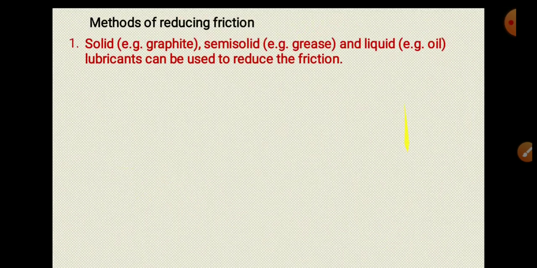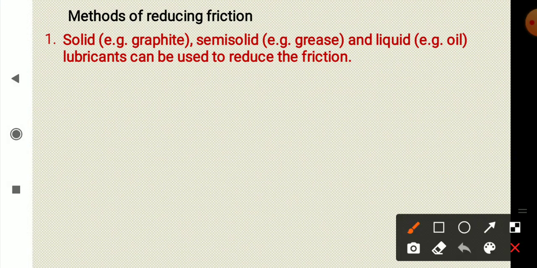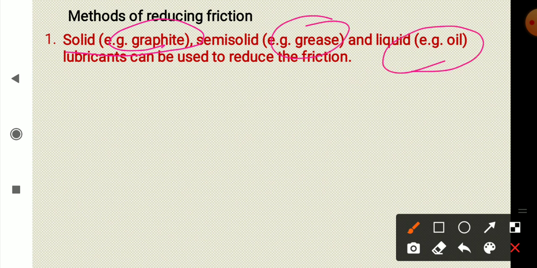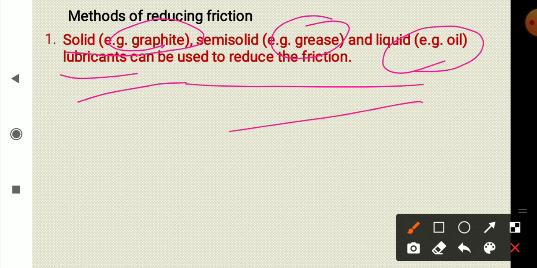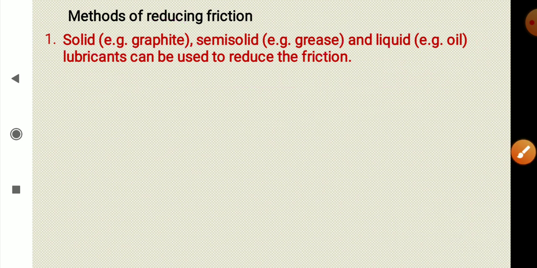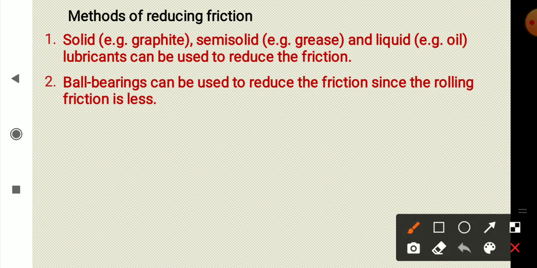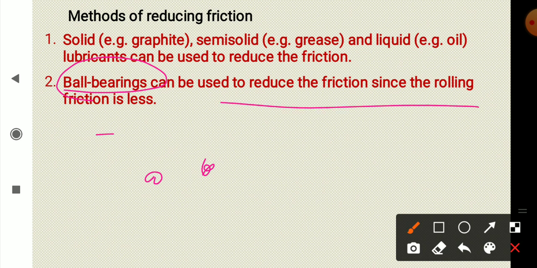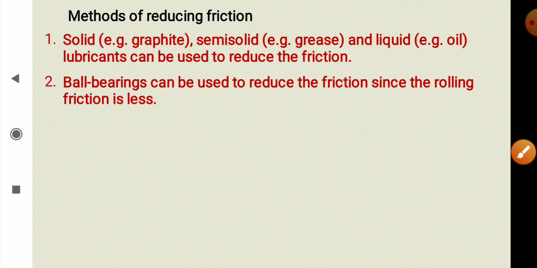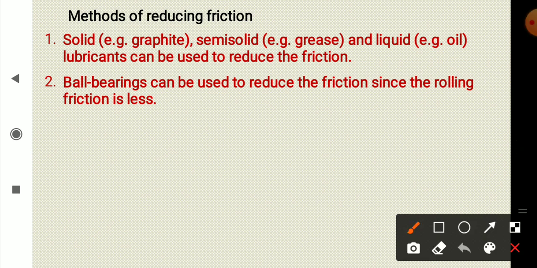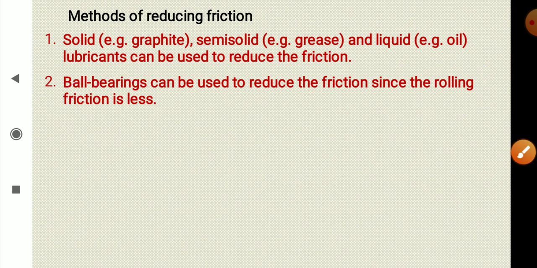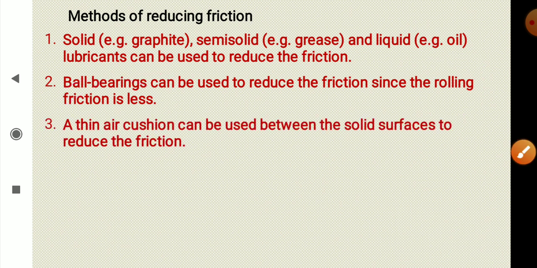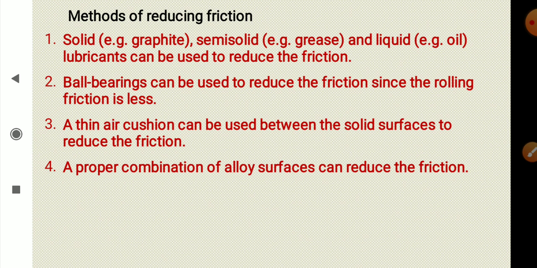Methods of reducing friction, you are familiar with them as well. So some methods like solids like graphite, semi-solids like grease, and liquids like lubricant oils are used to reduce friction in different machinery parts. Then ball bearings, you must have seen small ball bearings used in cycles. So these ball bearings are used to reduce friction, since rolling friction is lesser than sliding friction. A thin air cushion can be used between solid surfaces to reduce friction.